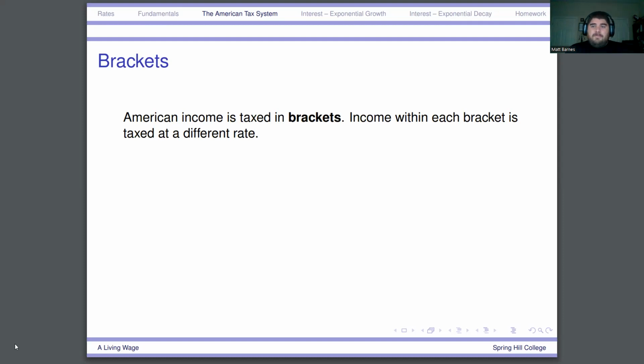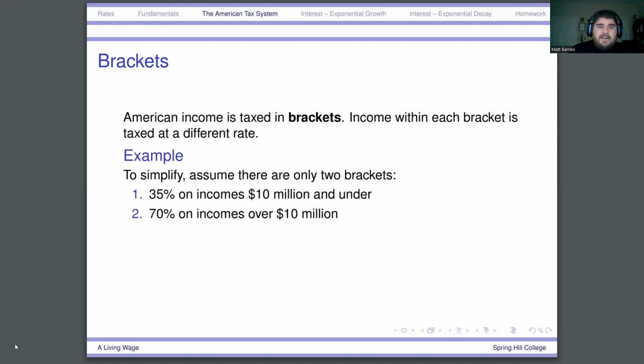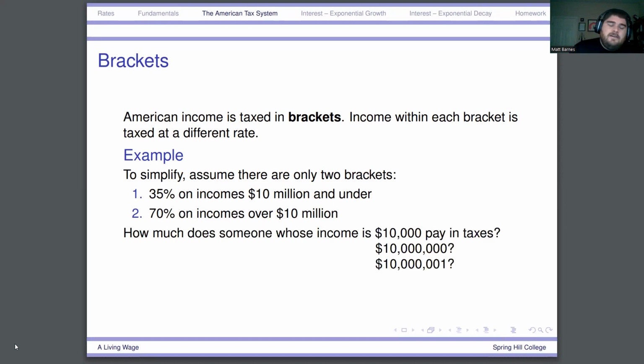So what happens with American income tax is there are different brackets. And income within each bracket is taxed at a different rate. So let's take a really easy example here. Let's say there's only 2 tax brackets. You get taxed 35% on incomes 10 million and under, and then anything over that 10 million, it goes up to 70%. So it would double from 35% to 70%.